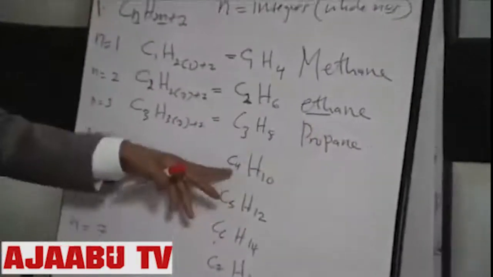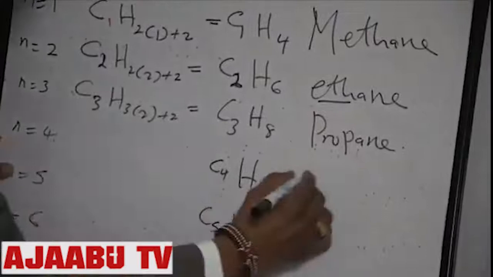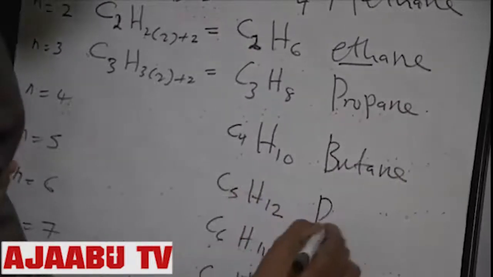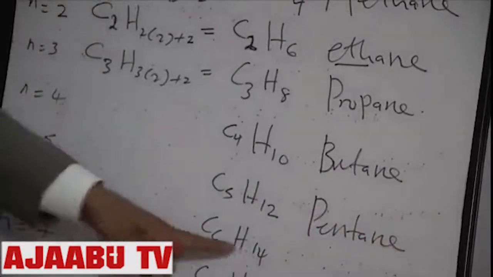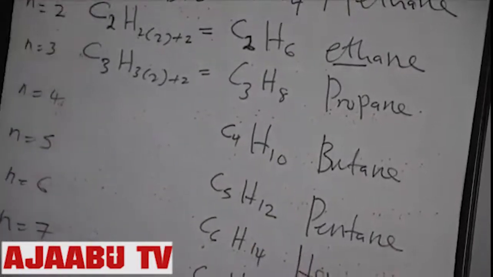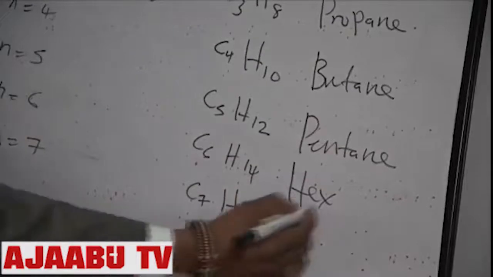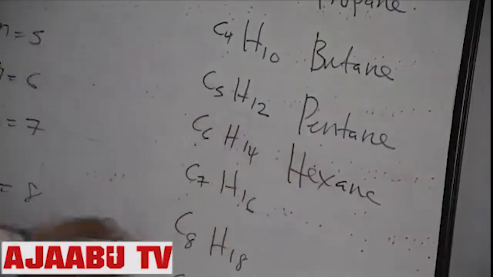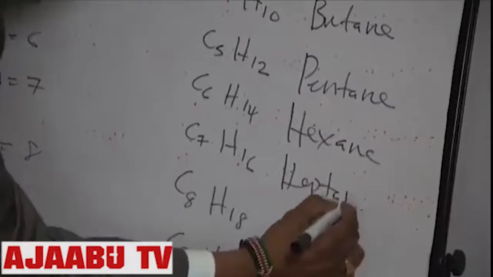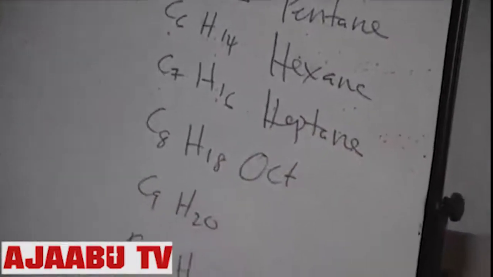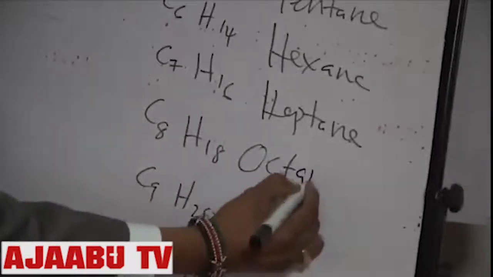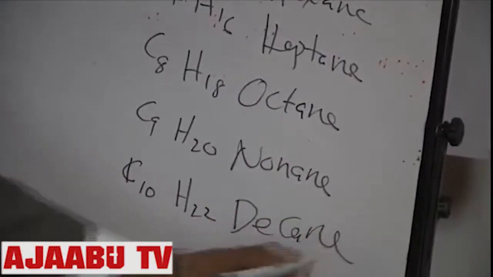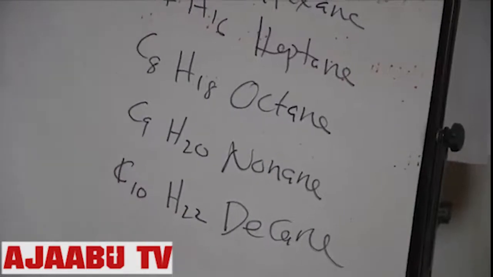From propane, when it has four carbon atoms with 10 hydrogen atoms, it's called butane. When n is 5, C5H12 is pentane. C6H14 is hexane, from the word hexagon. Pentane, from the word pentagon, a five-sided figure. Hexane, hexagon, 6. 7 is heptane. 8 is octane. Octagon, octogenarian. 9 is nonane. And 10 is decane. Are we together, class? Thank you.